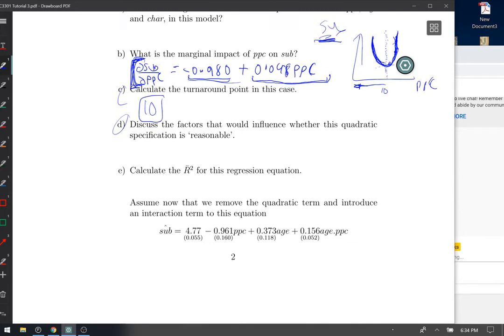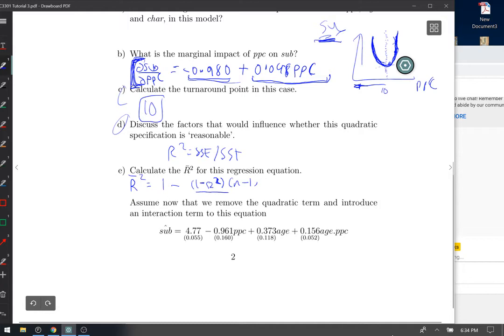So E, calculate the R bar squared. Again, of course, you need to know the formula. The R squared, which remember is just the sum of explained squares divided by SST, is a measure of the amount of the variation in Y explained by the linear variation in the X variables. And in general, R squared can never go down. As you add in more variables, in general it will go up, but it can't go down.